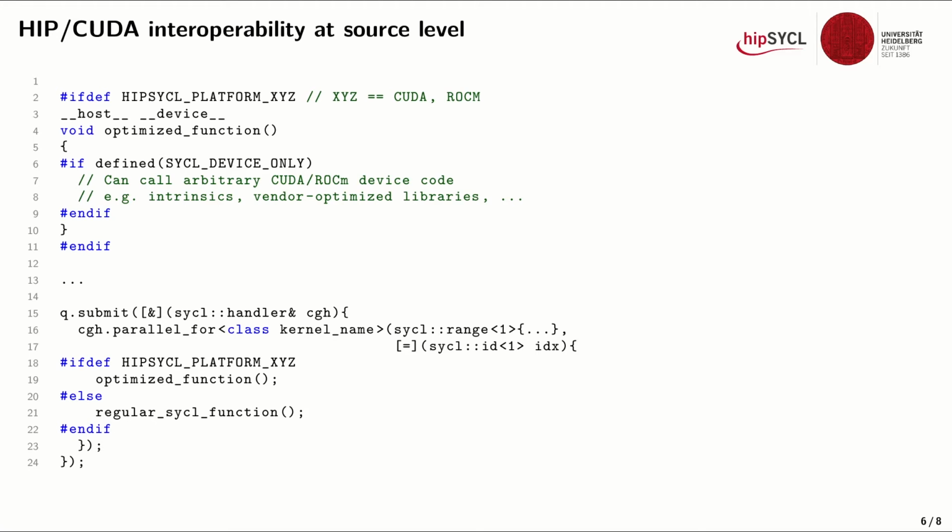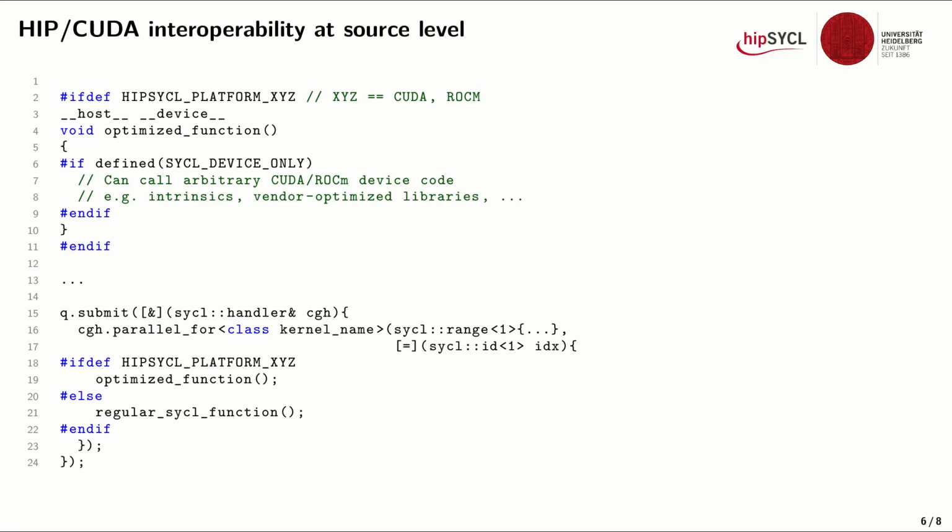In this case, you would first check with the hipSYCL platform macros if you're compiling for your target platform, for example, hipSYCL platform CUDA or hipSYCL platform ROCm. If you are, you can define your optimized function. If you're compiling for GPU, this function must be marked as host device, even if it only contains CUDA or hip device code.